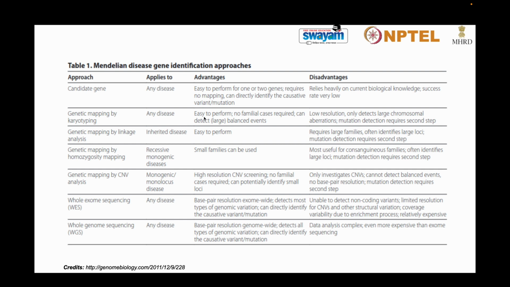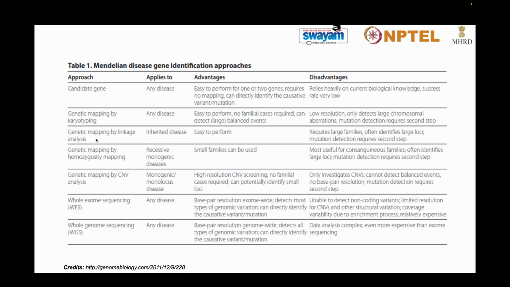The advantages of this method are that it is easier to perform and no familial cases are required. Normally, when we look at pedigrees, we require familial knowledge, but in this we do not require familial cases, and it can detect large balanced events as well. The disadvantage of this method is low resolution, and it only detects large chromosomal aberrations. Mutation detection requires a second step. For example, in karyotyping, if the change is very small, then we won't be able to detect it, so we have to move on to the next level, that is mutation detection. So it requires a second step, and this is the disadvantage of this method.